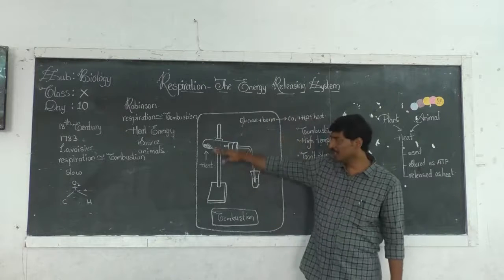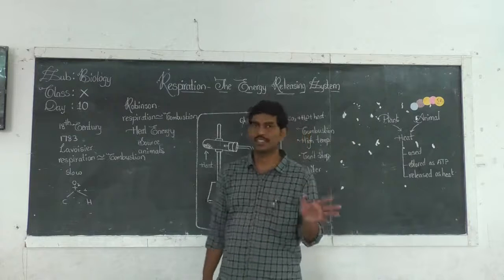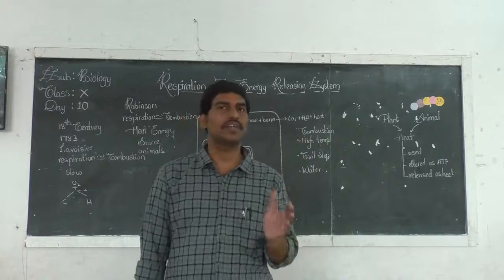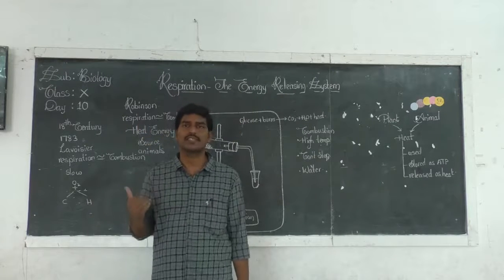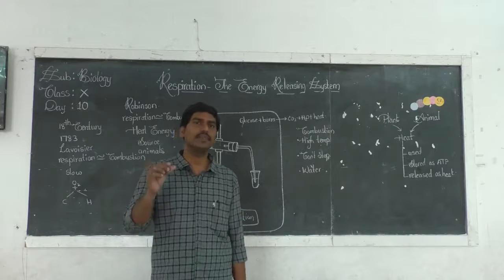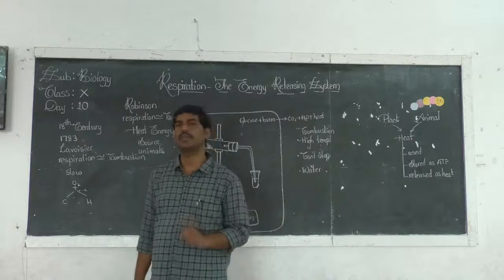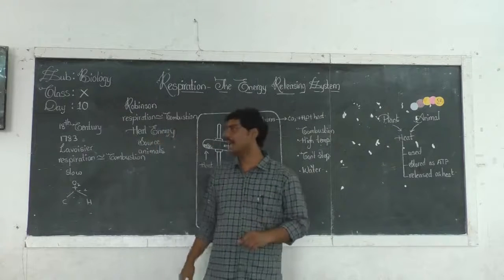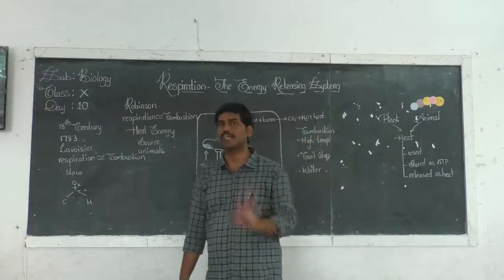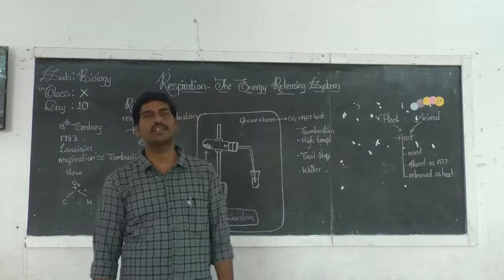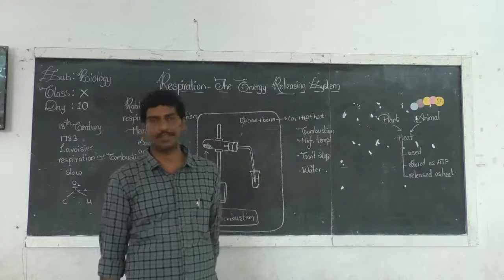Now, in combustion, glucose is broken down all at a time into carbon dioxide and water. But in respiration, glucose is not broken down all at a time. It is broken down in many steps, and at each step a little amount of energy is liberated. In combustion, a large amount of energy is liberated at a time, and in respiration, a small amount of energy is liberated at different steps.